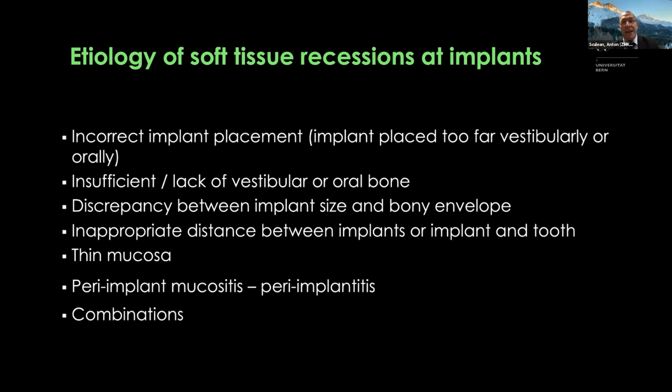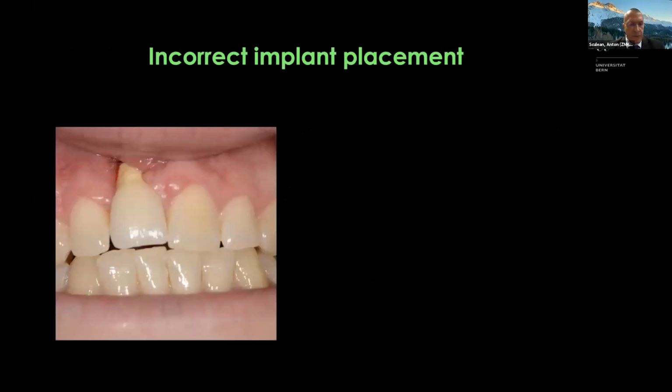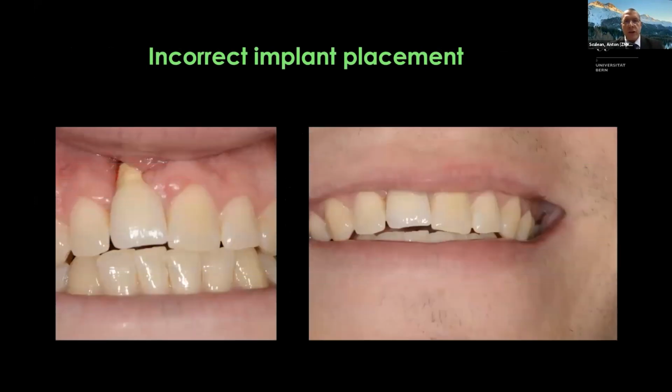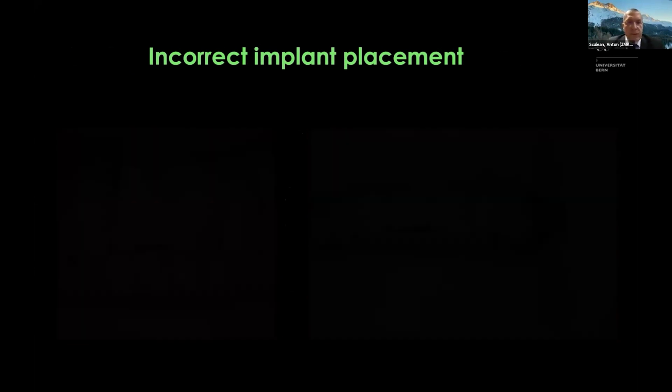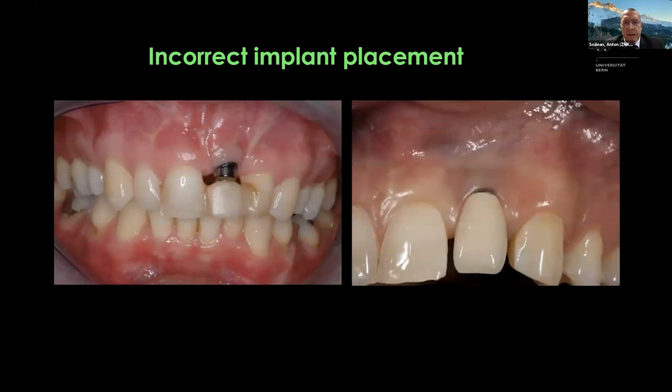mucosa, the thickness of the mucosa, or maybe we may have a combination also of an infection, peri-implant mucositis or peri-implantitis. Let me show you some cases. Look at this case. In this particular situation, difficult to correct and to manage from a biologic point of view. Another case, and the third case, where we have the implant that is placed a little bit too far labially. Here, the recession is not very dramatic, but you can clearly see, in fact, the titanium shining through the tissue.